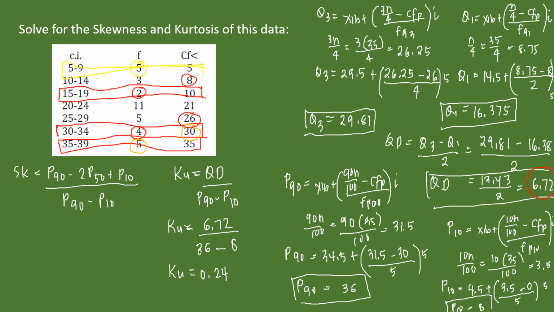If it's 0.24, is it platykurtic, leptokurtic, or mesokurtic? So as you can see, it's a positive value. It's above 0, it's greater than 0. Then the distribution is leptokurtic. Okay.